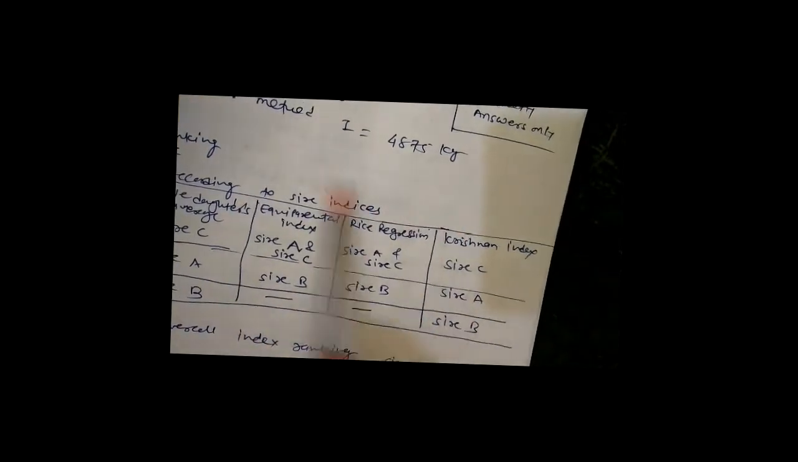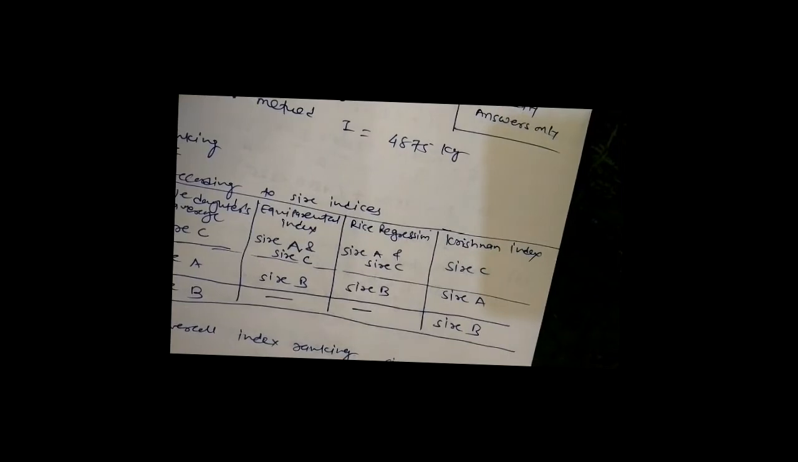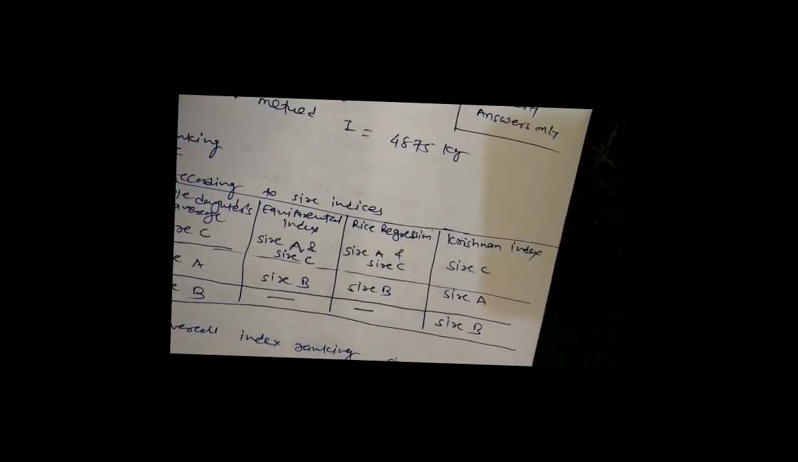So out of this we can say that based on overall index ranking, sire C is the best sire based on their breeding value. So we can use this sire for the breeding purpose.